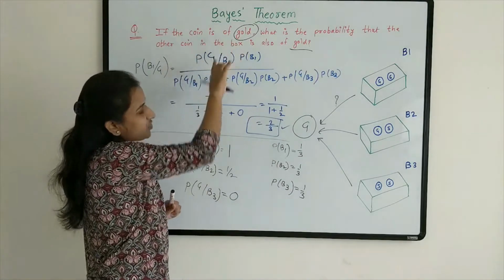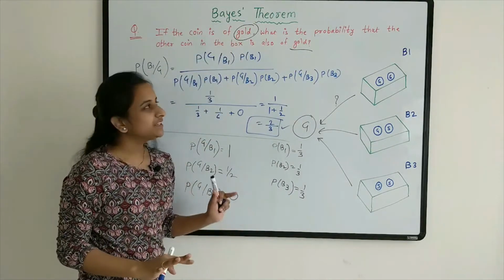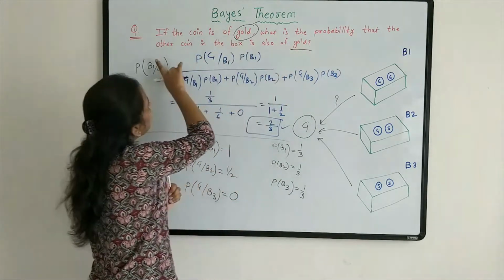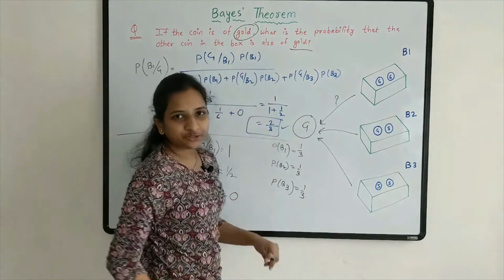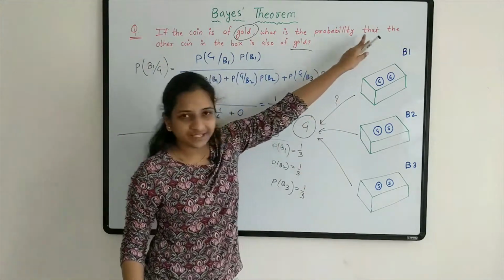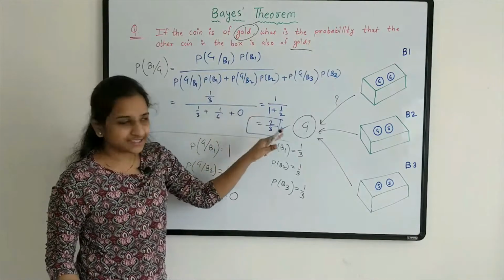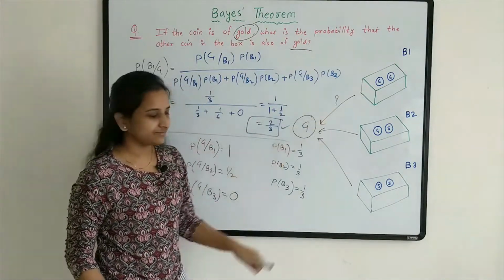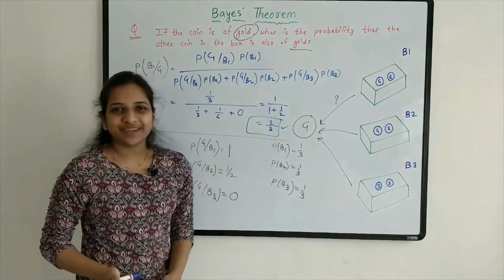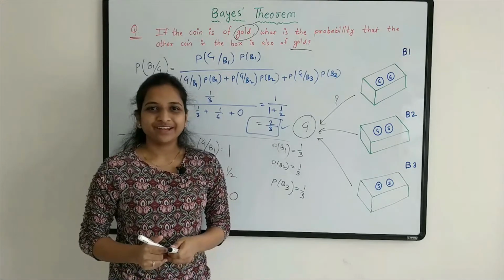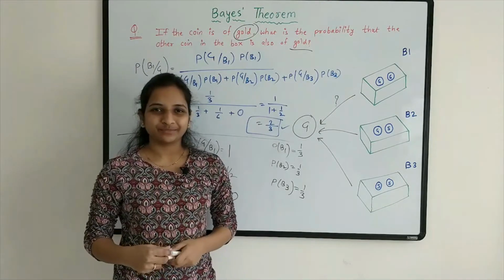This is the answer, right? If the coin is gold, which has already happened, what is the probability that the other coin in the box is also gold? That means, what is the probability that the coin is taken from box 1? Probability is 2 by 3. Understood?